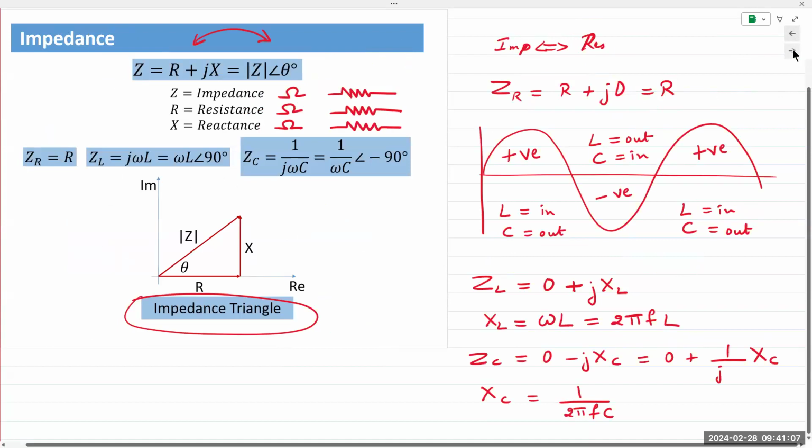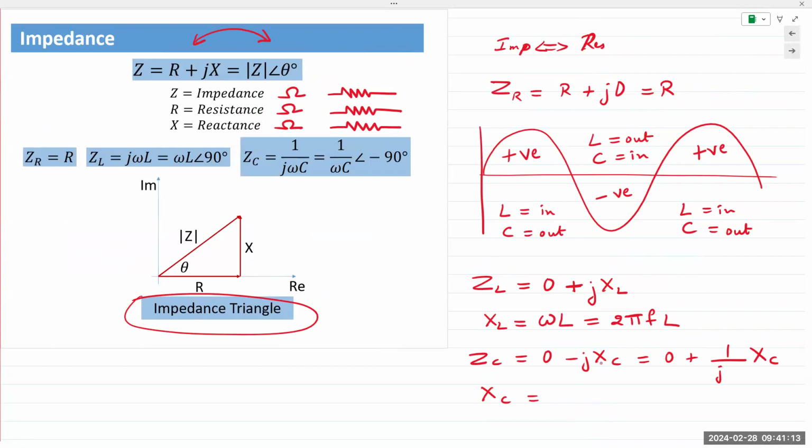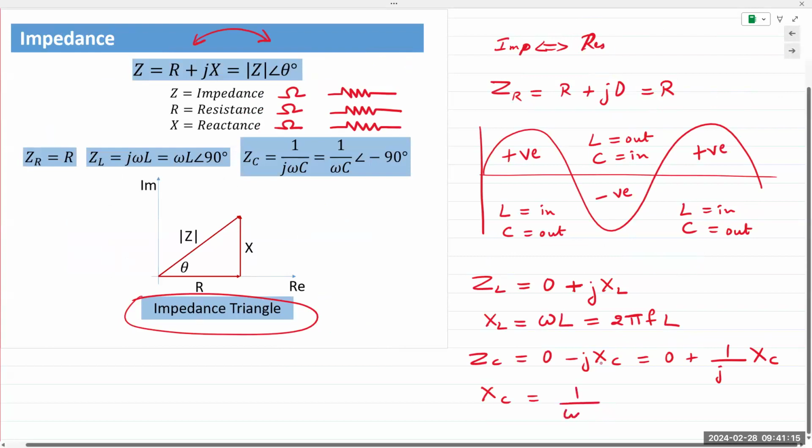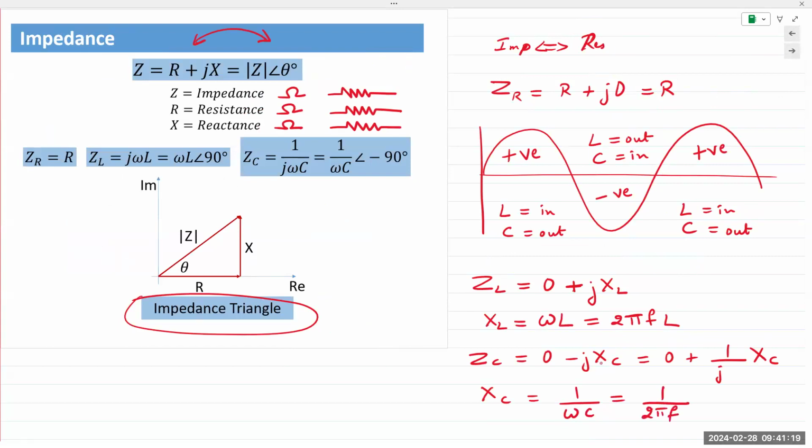Okay, so those are the equations in terms of the frequency. Again, XC is 1 over omega C, or 1 over 2 pi F C. Omega is 2 pi F. Do not forget that relationship.